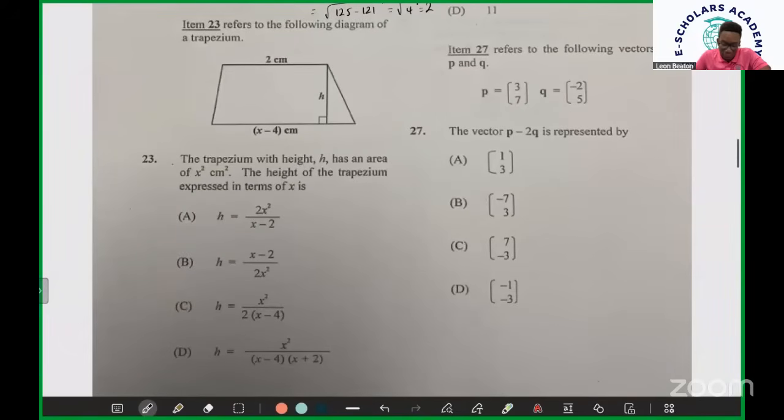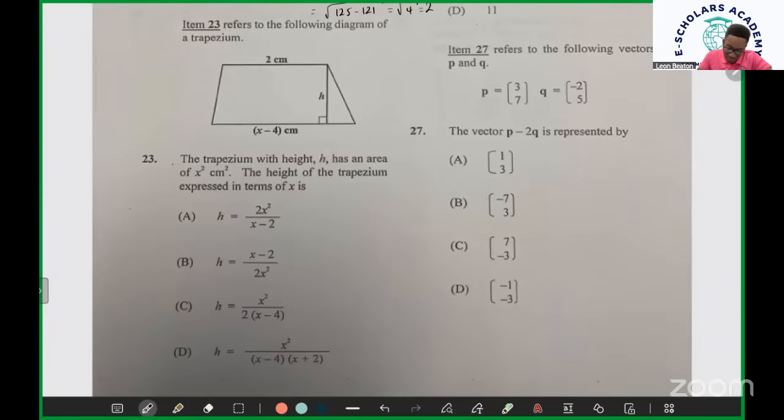So item 23, that's why we do all the algebra, right? Item 23: the following diagram is a trapezium. The trapezium with height h has an area of x squared cm squared. The height of the trapezium may be expressed in terms of x. Well, the height of the trapezium expressed in terms of x is... So they change up this one here. They want us to express h as the subject.